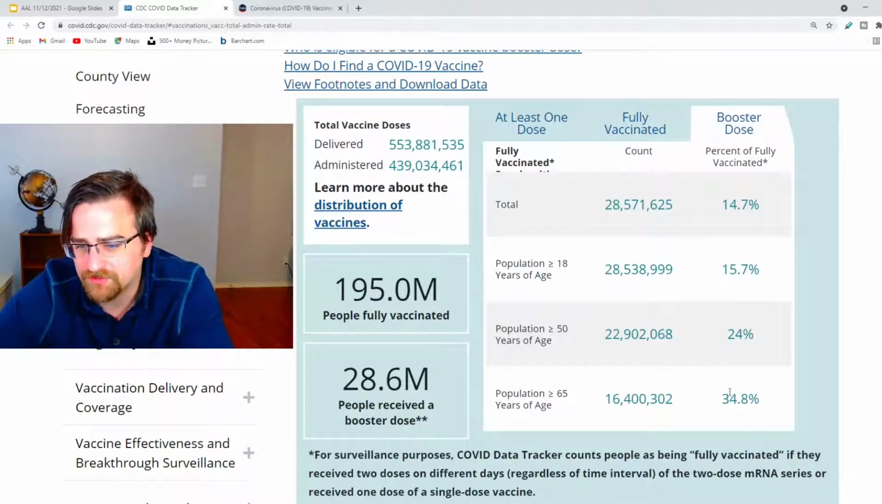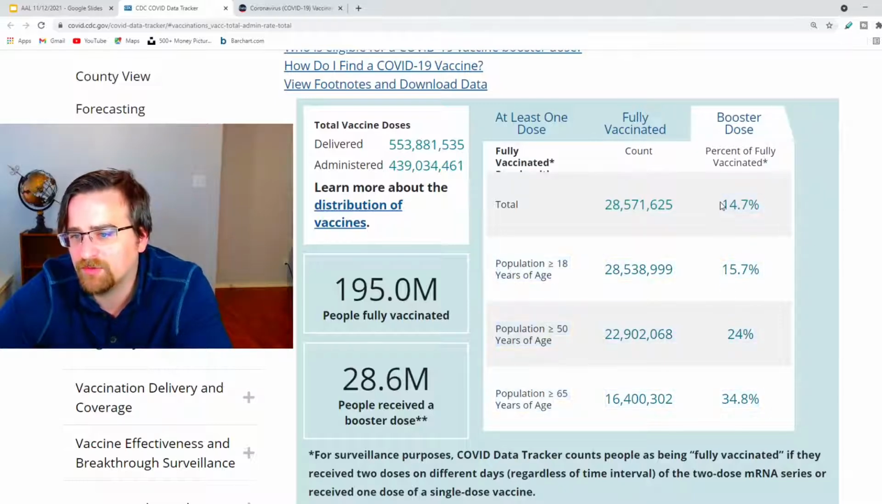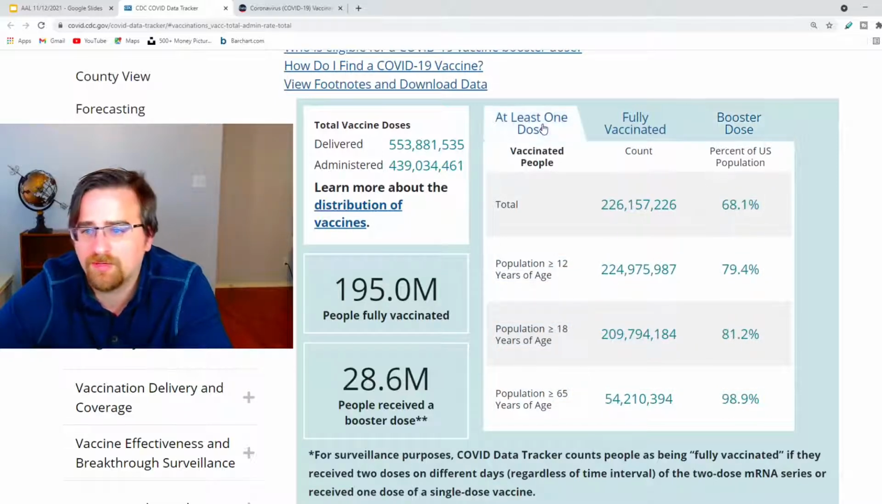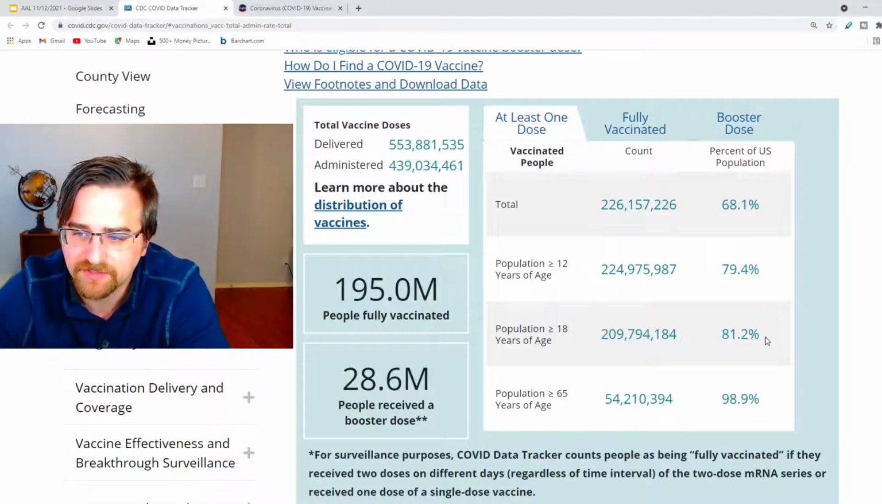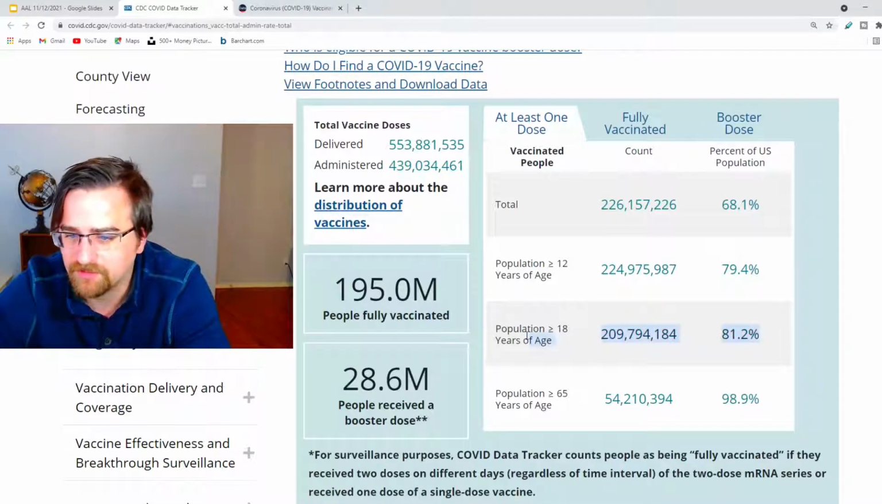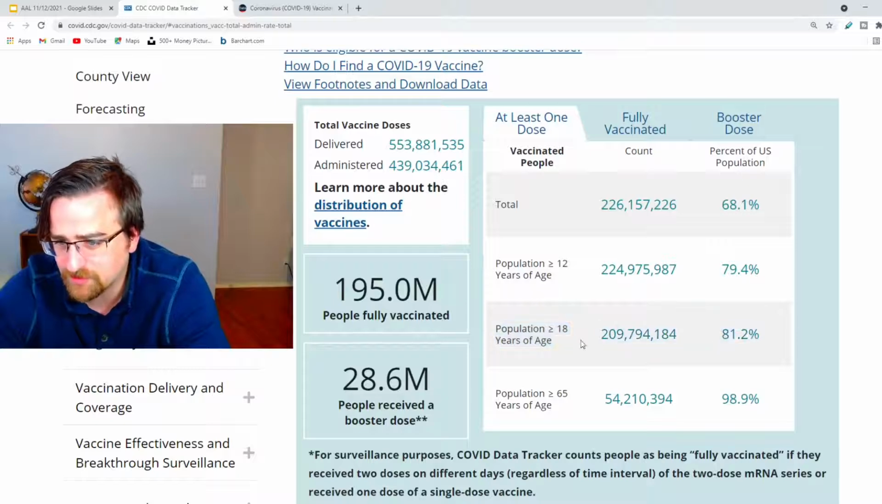And going over to boosters, boosters have not been approved for all that long, maybe a month, maybe a little bit longer, so you can't expect that to be super high. But I think pretty strong encouragement from having at least one dose, this large vulnerable population. And I'm actually surprised. I didn't realize rates were actually this high when you consider that only those 18 or older were eligible for a large majority of the vaccination time period. And so you have 209 million Americans having at least one dose at 80%.